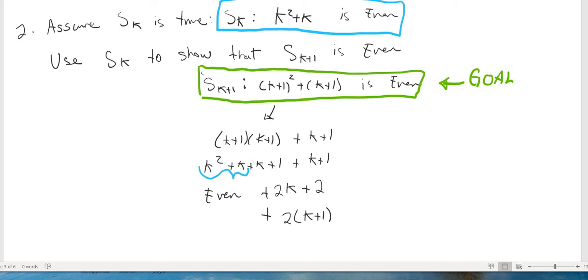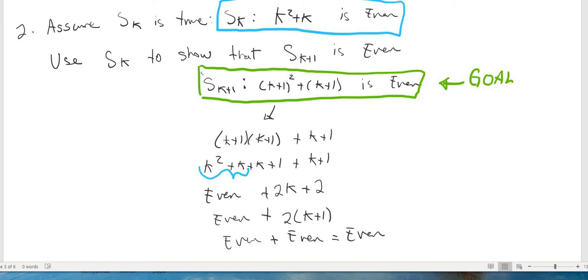This is where the magic happens. What does it mean to be even? Even means 2 times something. Doesn't matter what this something is. That's exactly what we have here. So guess what? This guy is even. So then, in other words, we have an even plus an even. That means we have an even.